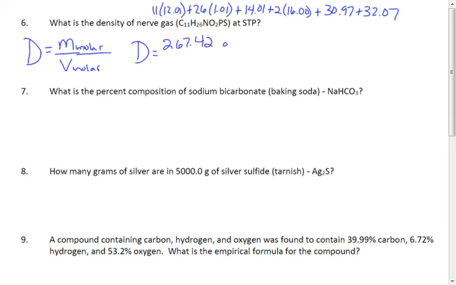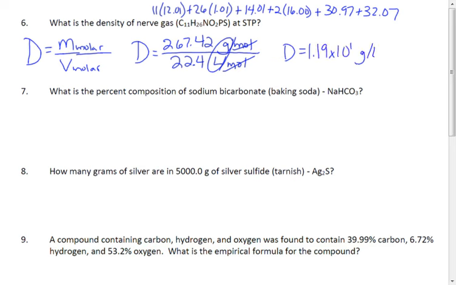267.42 grams per mole. Our molar volume is a constant value. Our per moles will cancel, so we'll be left with grams per liter. So we go and divide those, round it to 3 sig figs. We get 1.19 times 10 to the first grams per liter of C11H26NO2PS.